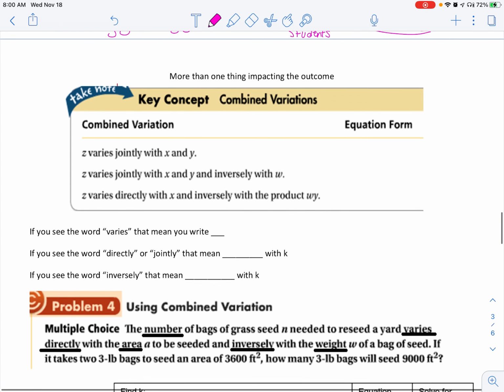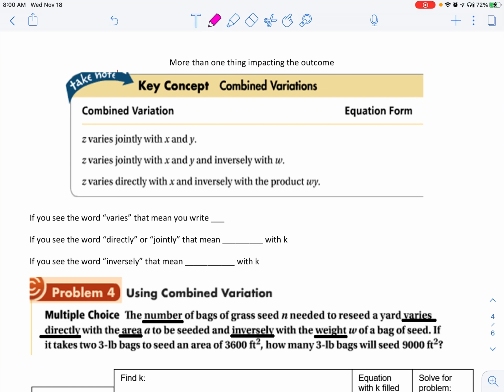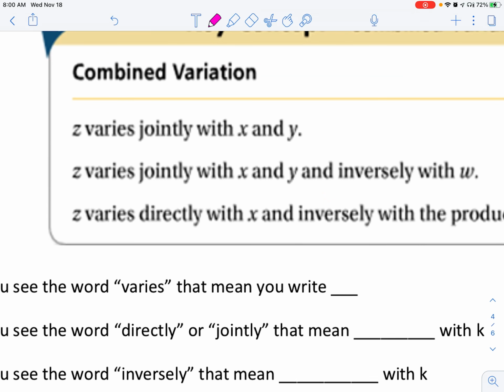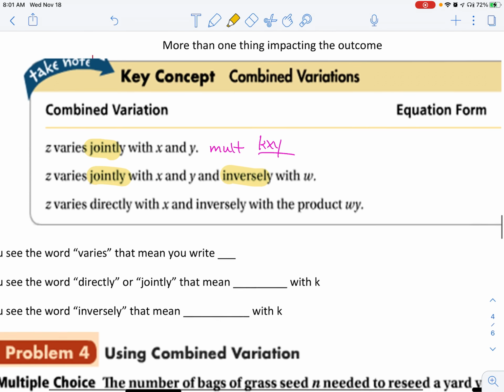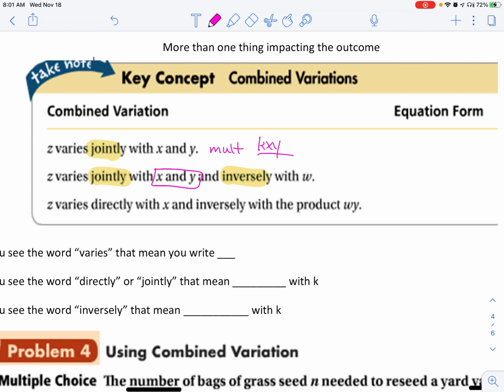Okay? Now, yes, I know there's more. It's very, very exciting. We're going to talk about sometimes things happen directly and inversely at the same time. So if you see the word jointly, please understand that means it's going to be multiplied. Like it's going to be like a kxy. So it's going to be multiplied together. Now, what if it's jointly and inversely? Oh, this is going to be fun. So jointly means multiply, and inversely means divide. So I'm going to get z equals, because it says z, I always write k. Just start with k. Z equals k, jointly with x and y, so x times y, inversely with w, divided by w. There you go.